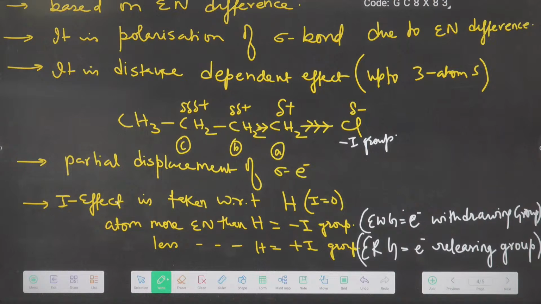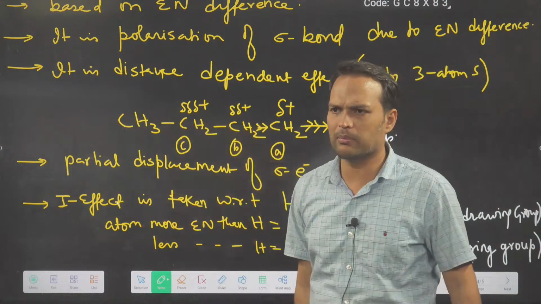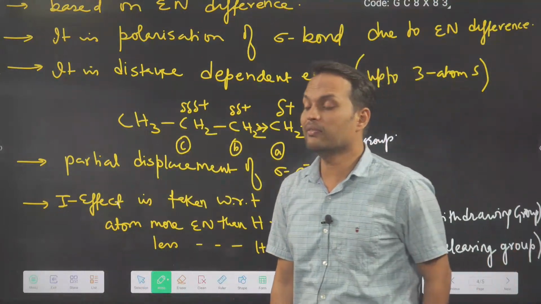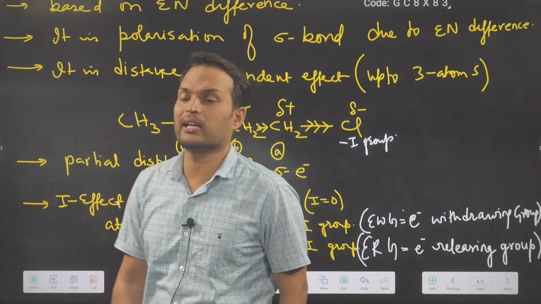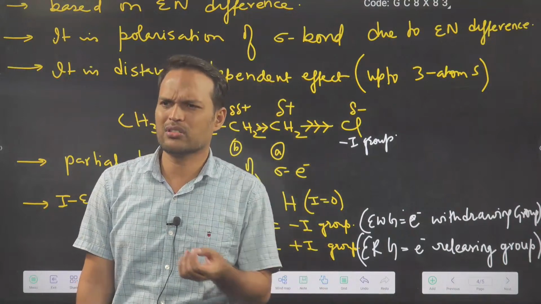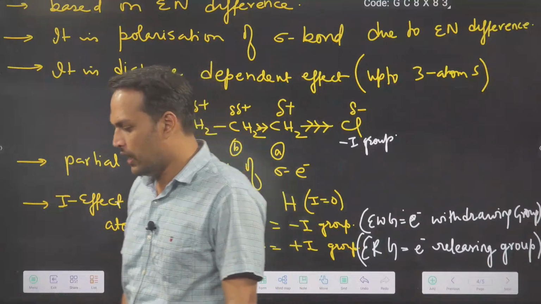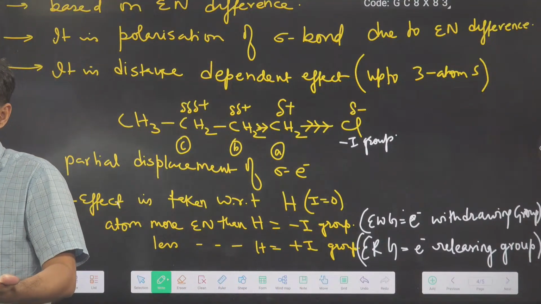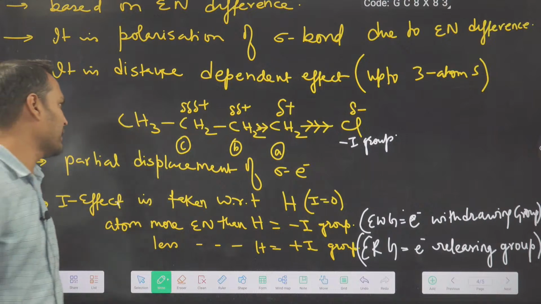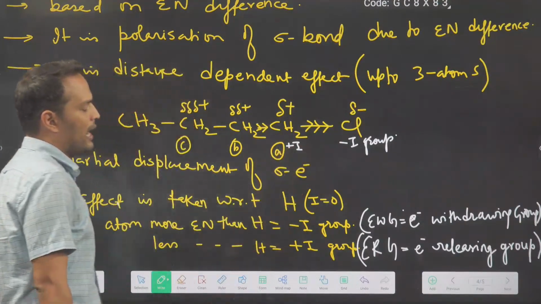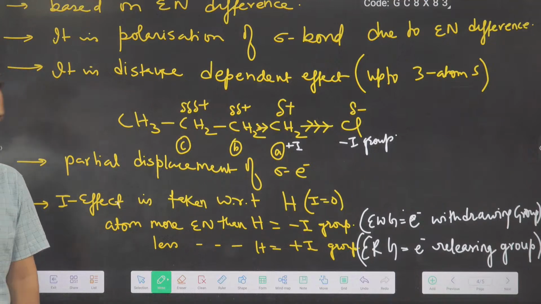Understood the points? Generally, an alkyl group, carbon, has very less electronegativity, 2.5. So when it connects with any other non-metal like halogen, nitrogen, oxygen, sulfur and all, it will act as a plus I group, and the other atoms will act as minus I group. So here this carbon is acting as a plus I group and chlorine is acting as a minus I group.